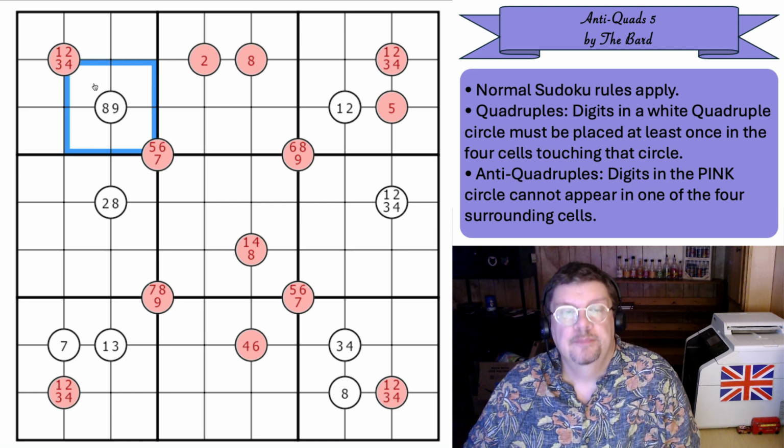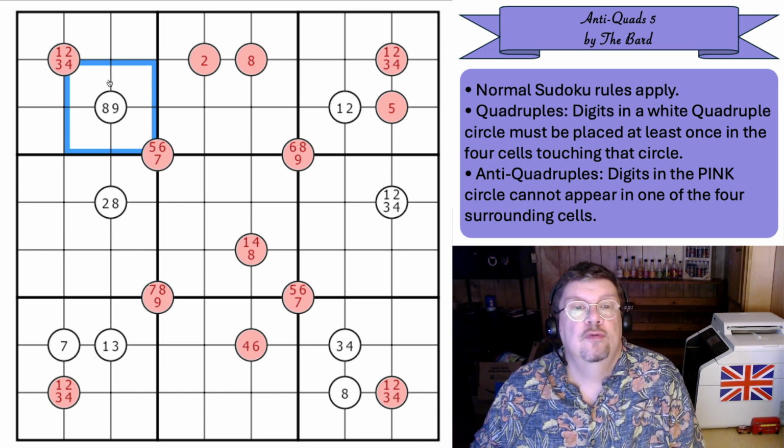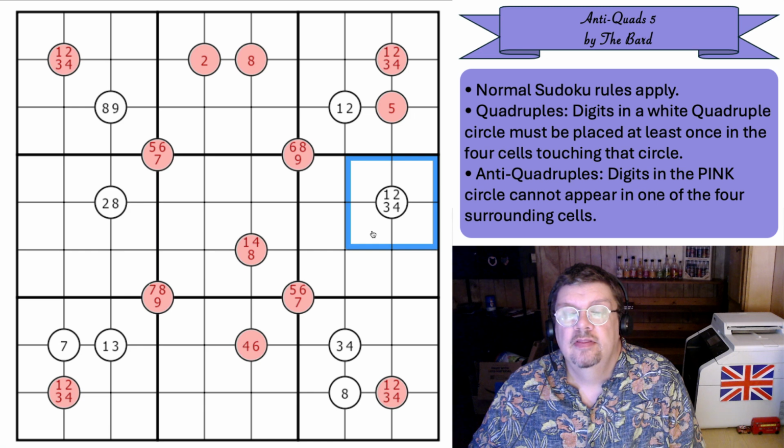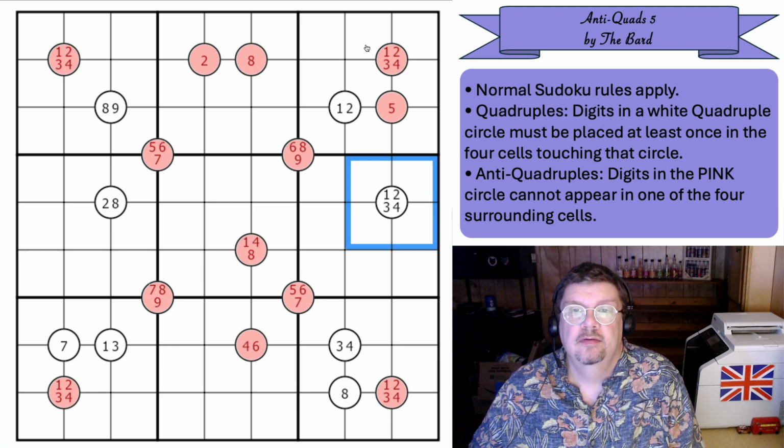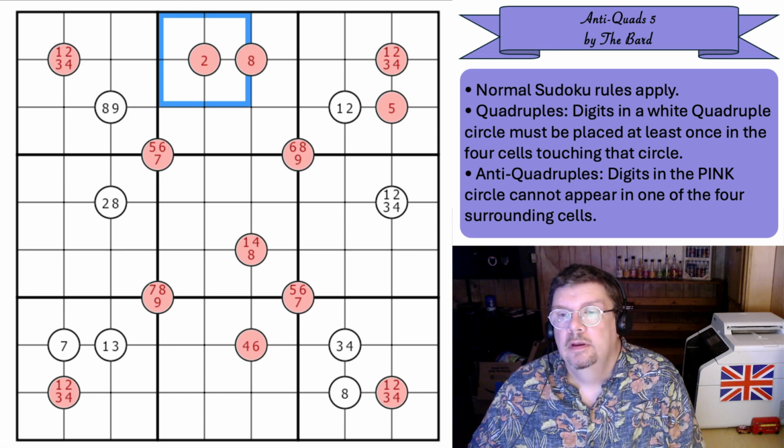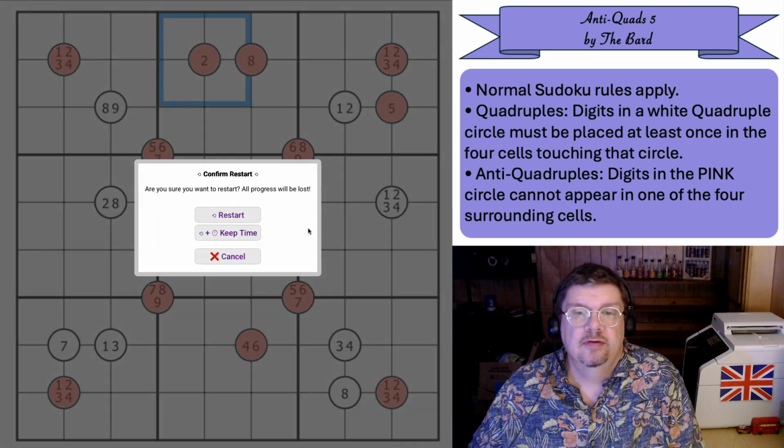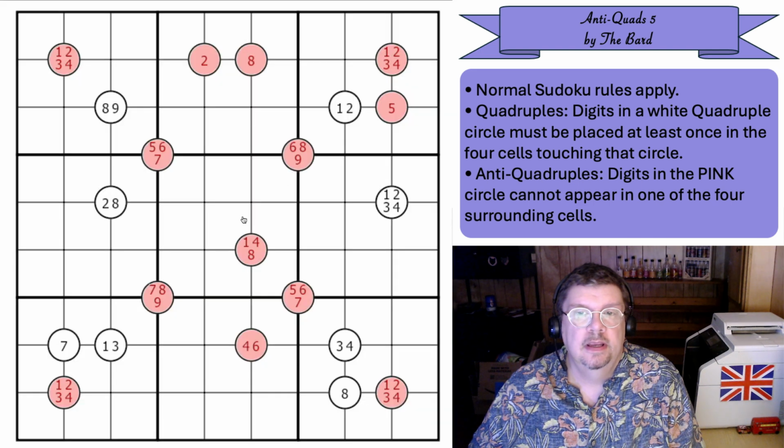So in those 4 cells, there will be an 8 and a 9. In those 4 cells, there will be 1, 2, 3, and 4 in some order. Anti-quadruples. Digits in the pink circle cannot appear in one of the 4 surrounding cells. So 1, 2, 3, and 4 may not appear in any of those. 2 may not appear there. Okay. I'm going to restart the puzzle to reset the timer, and let's begin.